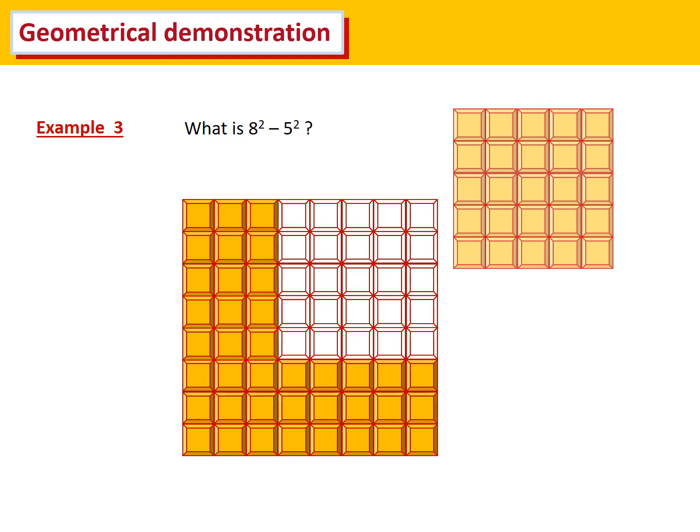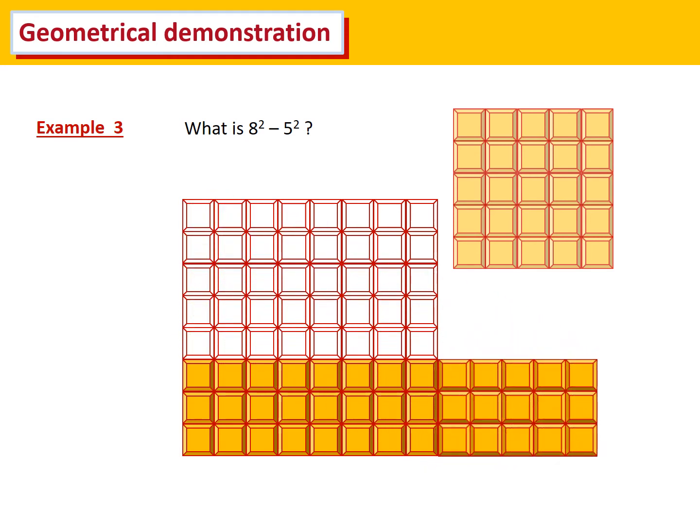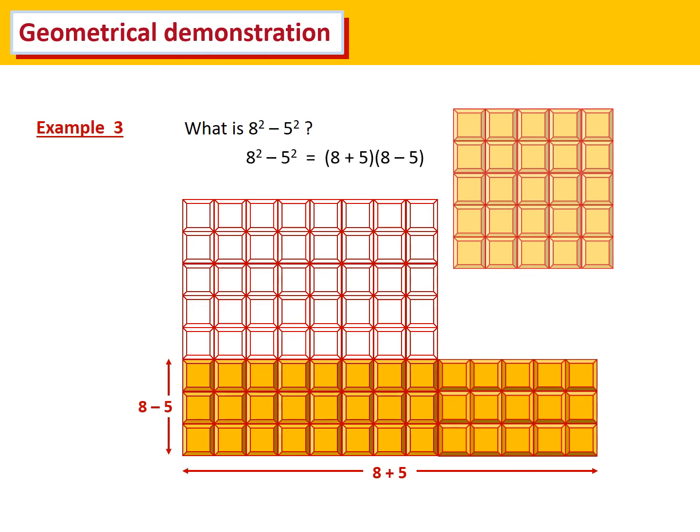But we can take that top block and replace it in the bottom right hand side to form a rectangle. And the rectangle is obviously the same size as the L shape. How big is the rectangle? It's 3 by 13. Where did the 3 come from? 8 take away 5. And where did the 13 come from? 8 plus 5. So 8 squared minus 5 squared can be written as, in brackets, 8 plus 5, in another bracket, 8 minus 5.